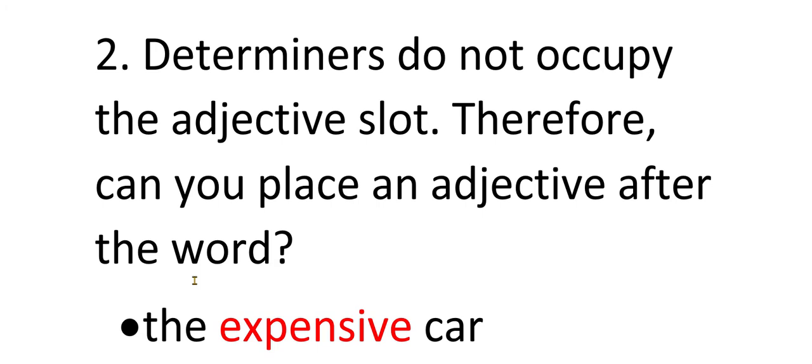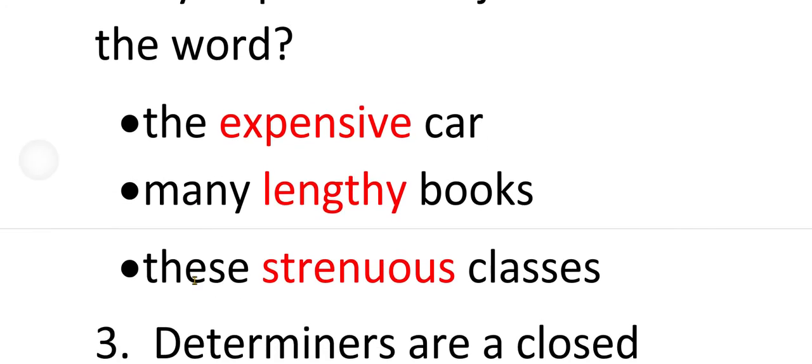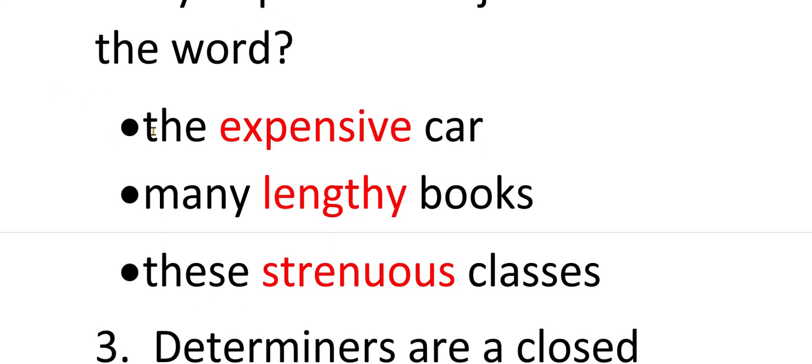Determiners do not occupy the adjective slot. Therefore, can you place an adjective after the word? If the answer is yes, then that word is probably a determiner. So let's look at what we can do here. So we have the plus expensive plus car. So we have determiner, adjective, noun.